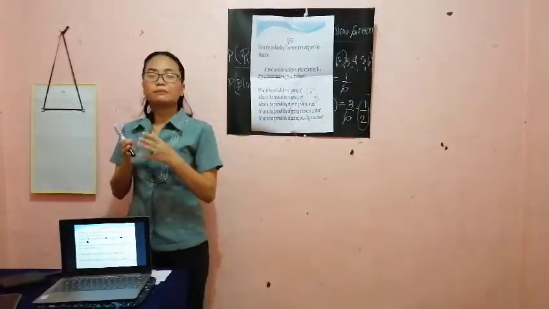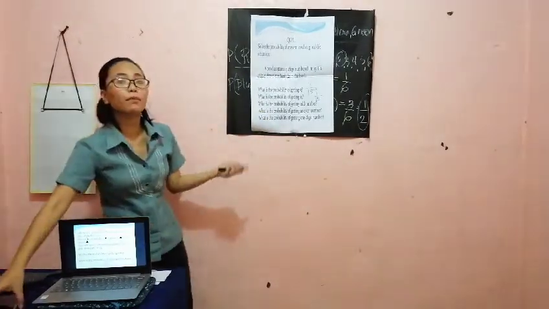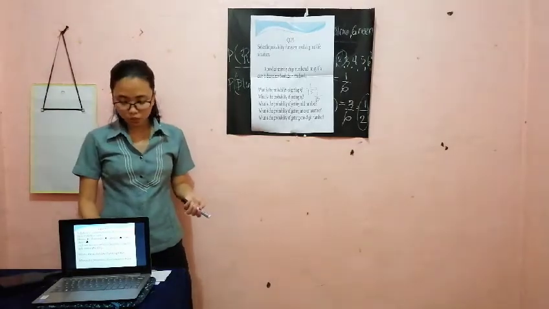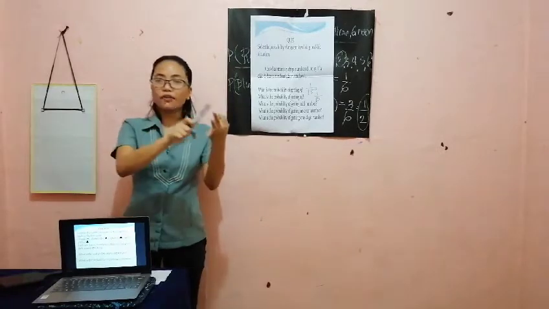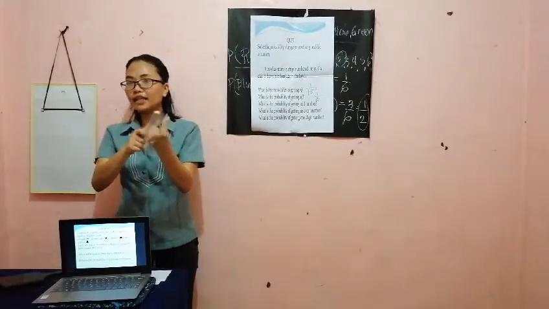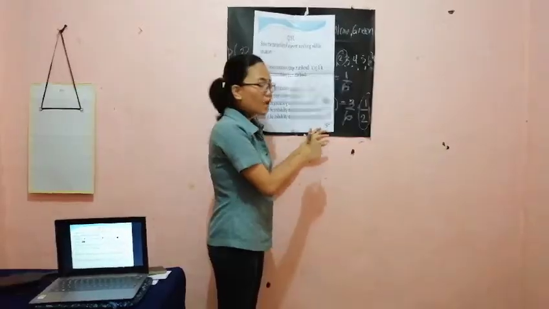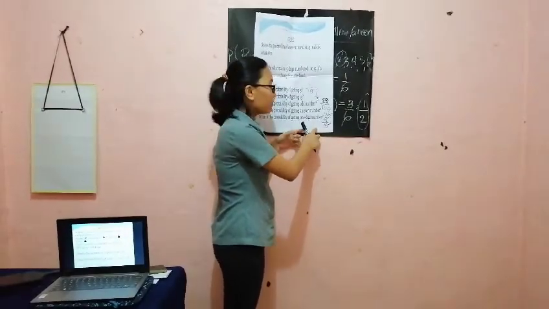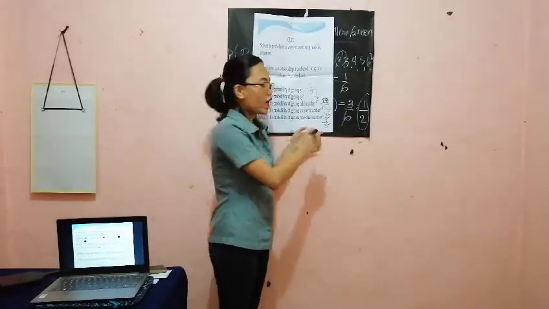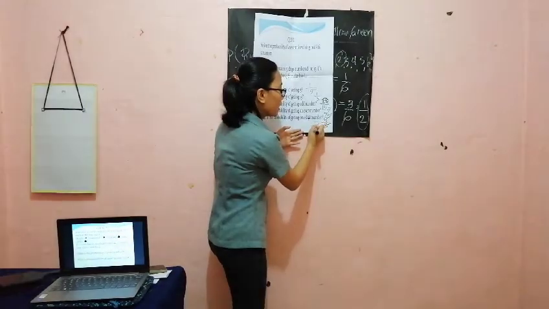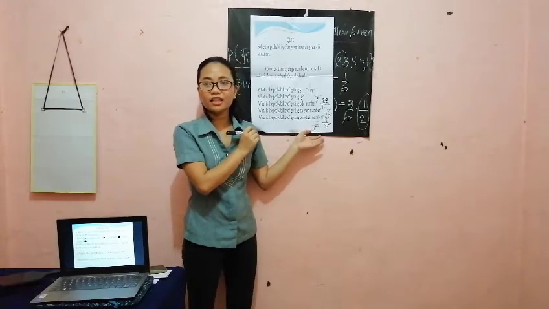Next, what is the probability of getting an odd number? How many odd numbers do we have from numbers 1 to 15? Okay, we have 1, 3, 5, 7, 9, 11, 13, and 15. So we have 8. Okay, since 8 over 15 cannot be reduced any further, the answer stays 8 over 15. Okay, did you get it?